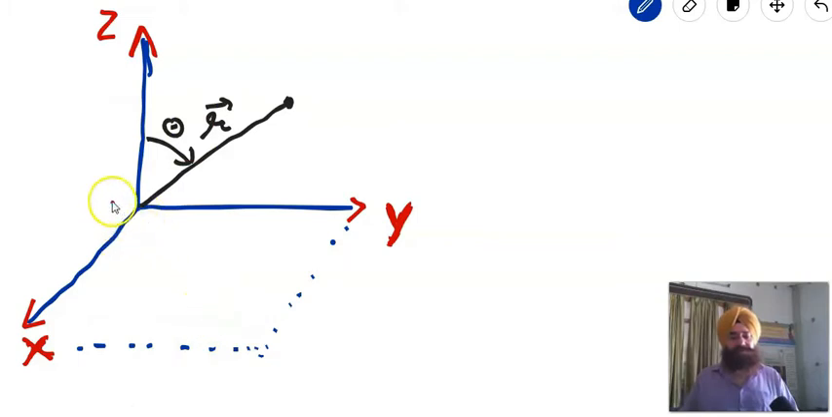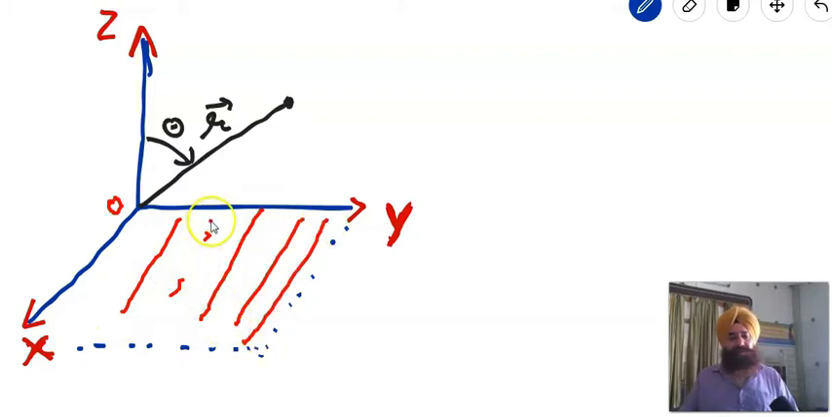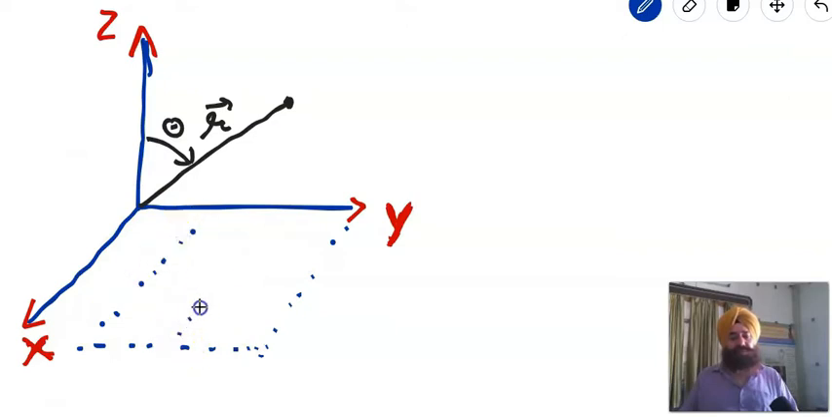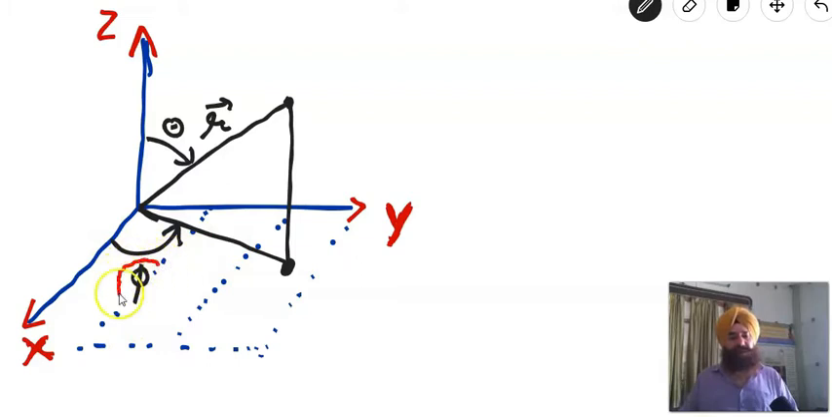First of all, this is the XY plane, right? This is the XY plane. Now we drop a perpendicular from here, on the XY plane. Now joining from origin to this point, this angle is called phi angle. Let this line be called the rho vector.